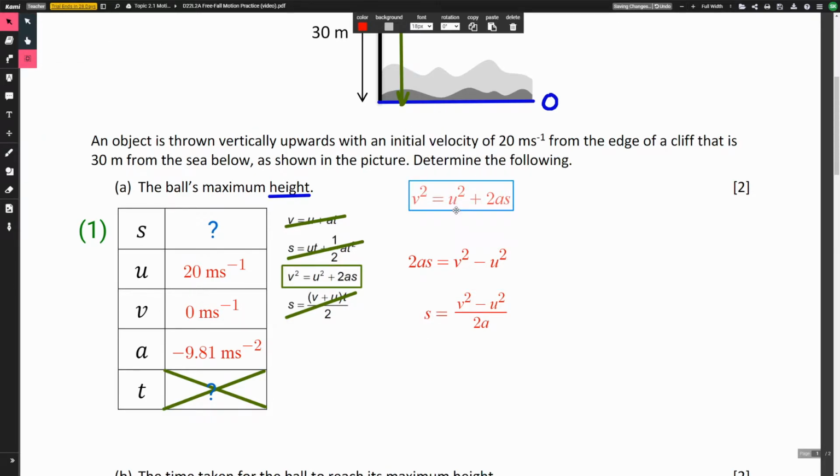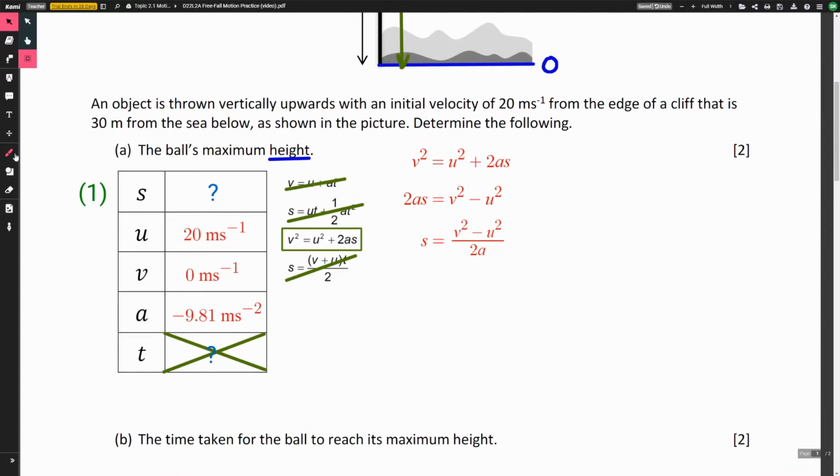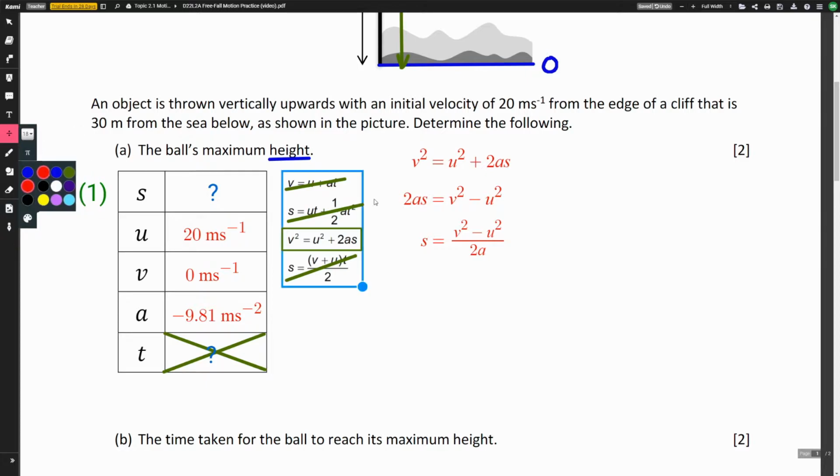I'm going to line up these equations first, just so I can save some space. There we go. So let's check to make sure we know all these quantities. Do we know what v is? Yes. Do we know what u is? Yes. Do we know what a is? Yes. Those are the quantities that we need, and those are the quantities that we have. So we can plug them in.